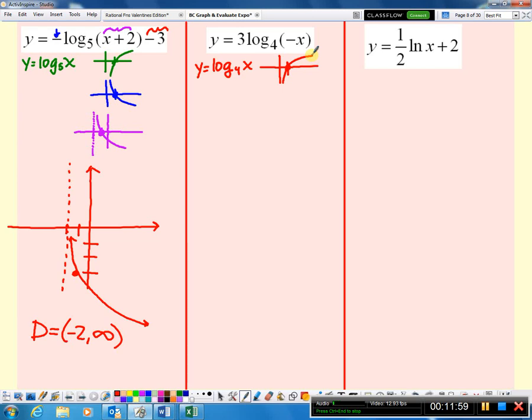Now, I'm going to always start out with negatives. So I'm looking at my negative x. Since that negative's in front of the x only, it's a left to right reflection. So I flip the graph over the y-axis. Now, on the 3, this sometimes is hard for students, but remember that means that you are multiplying your y's times 3.